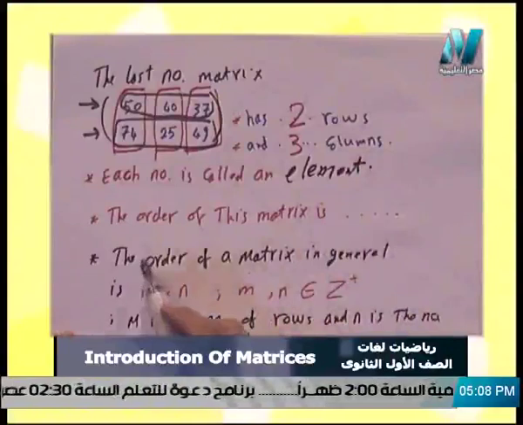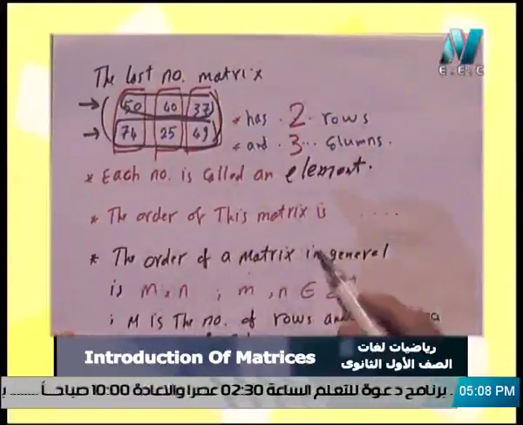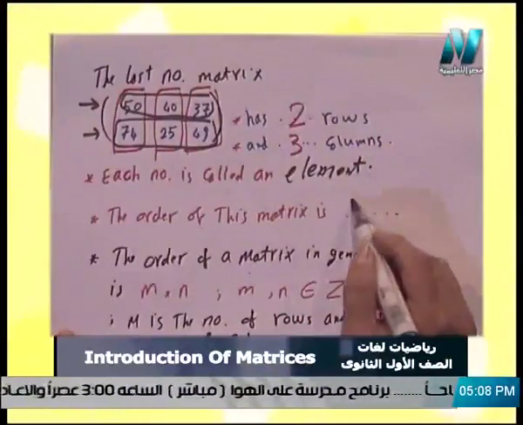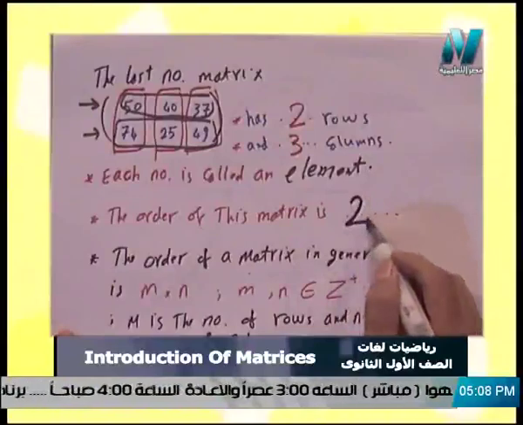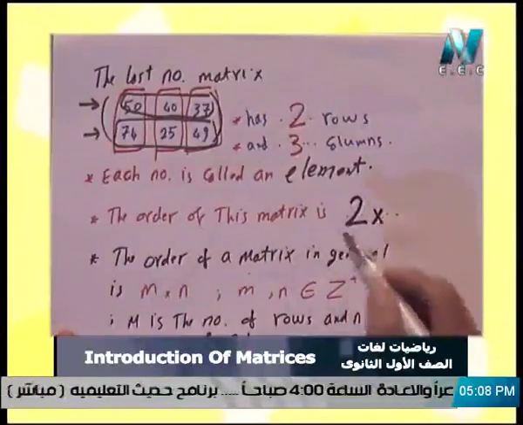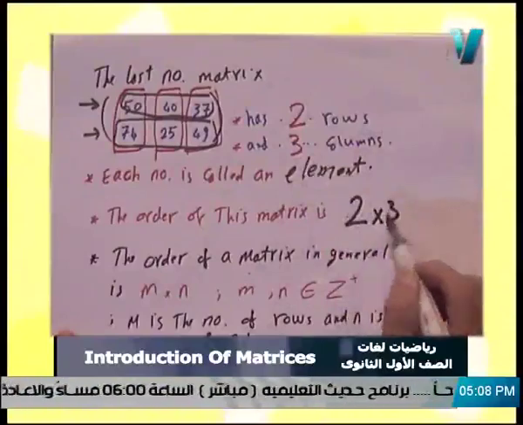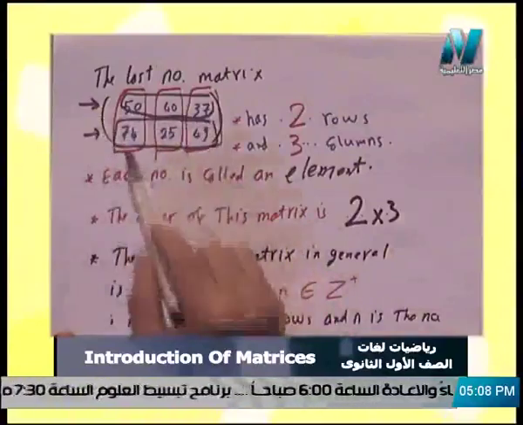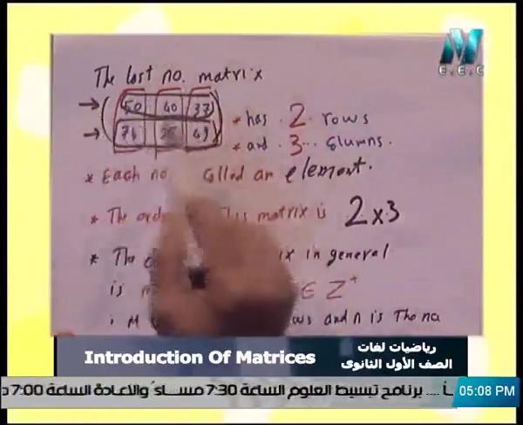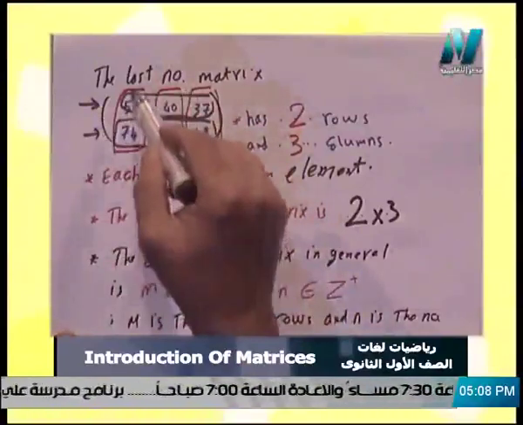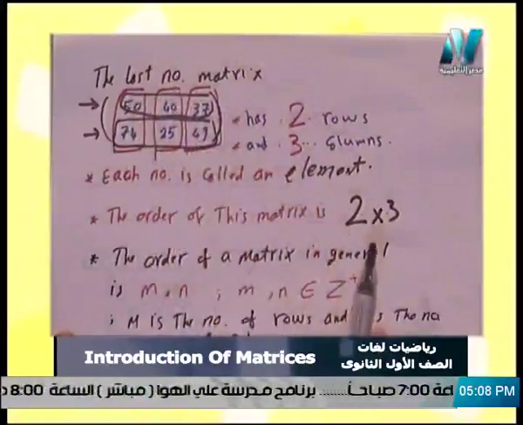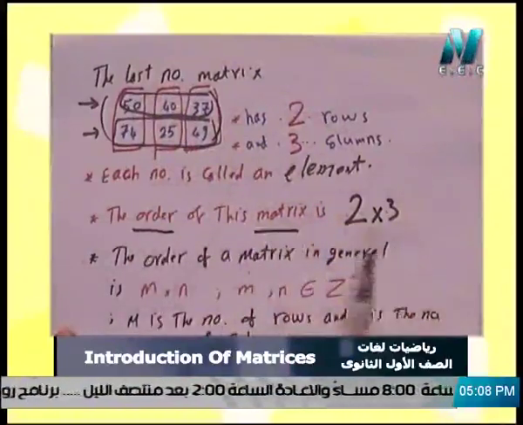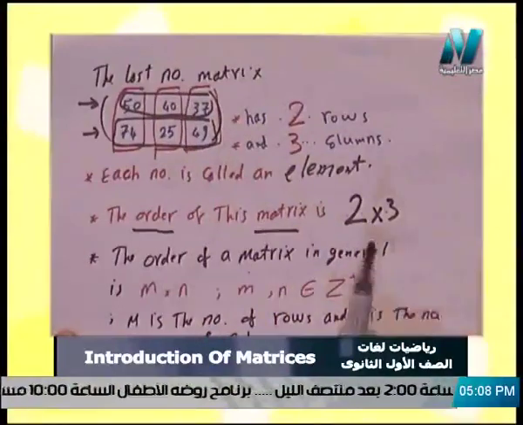Okay, what is the order of this matrix? We consider that we first write the number of rows, which is 2, by the number of columns, which is 3. So we say that the order of this matrix is 2 by 3. Why 2? Because we have 2 rows. Why 3? Because we have 3 columns. So the order of this matrix is 2 by 3: 2 rows and 3 columns.